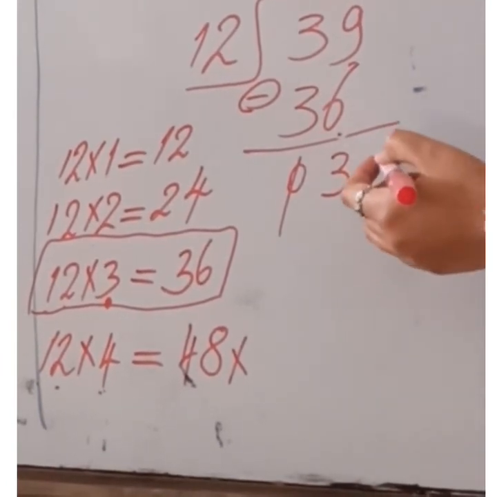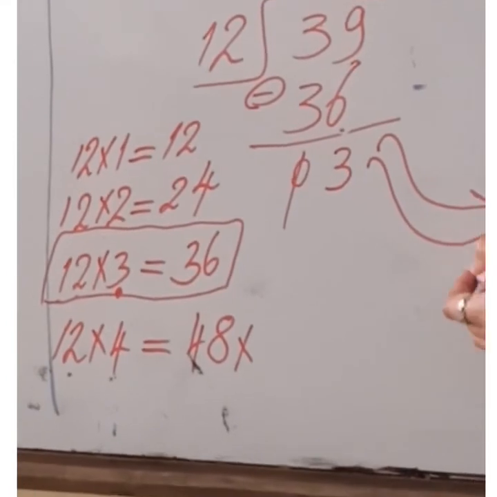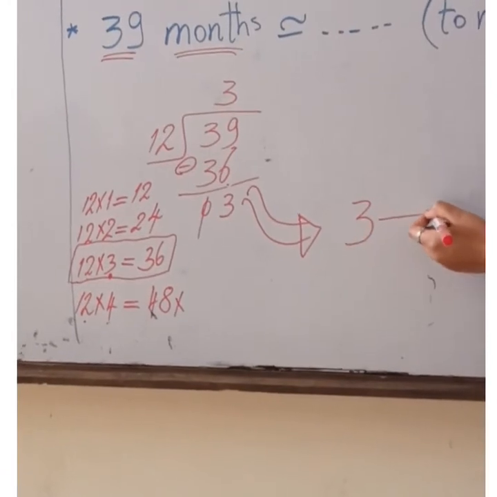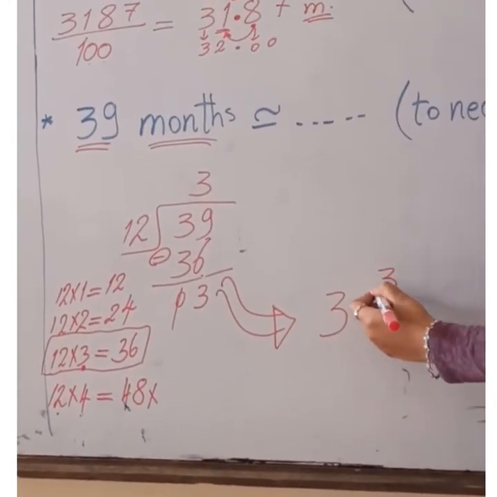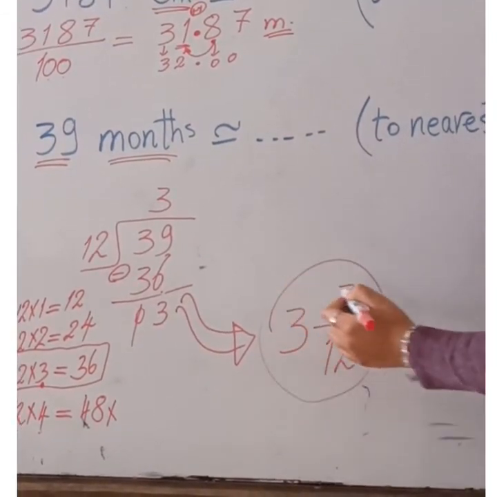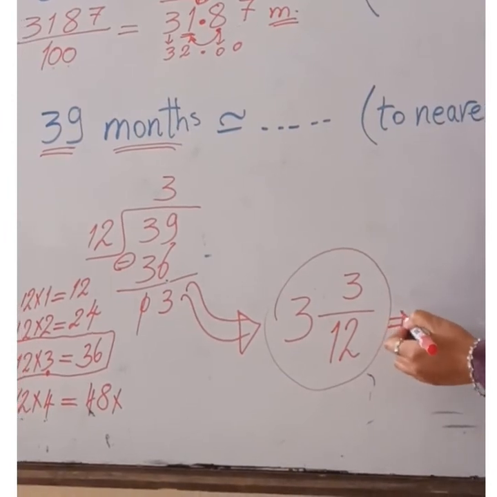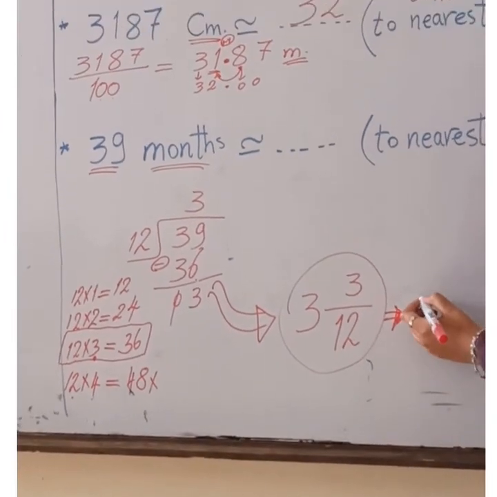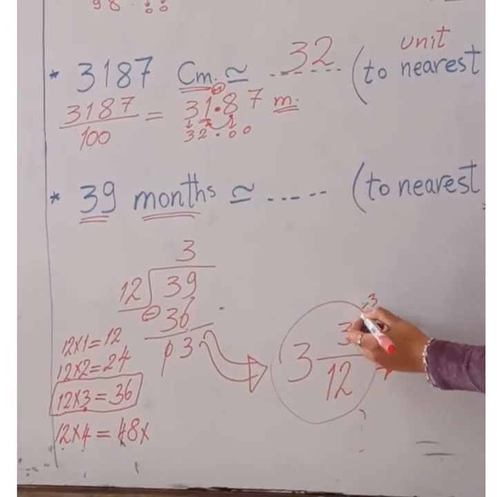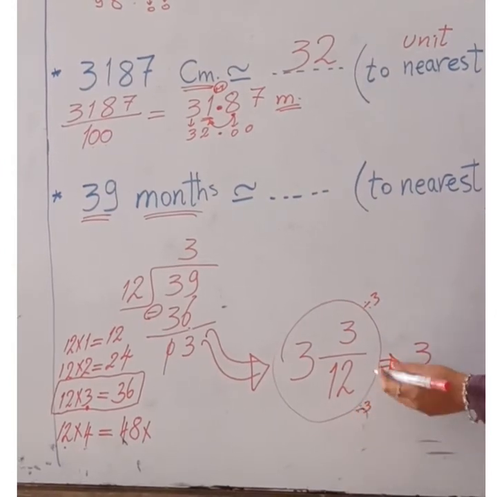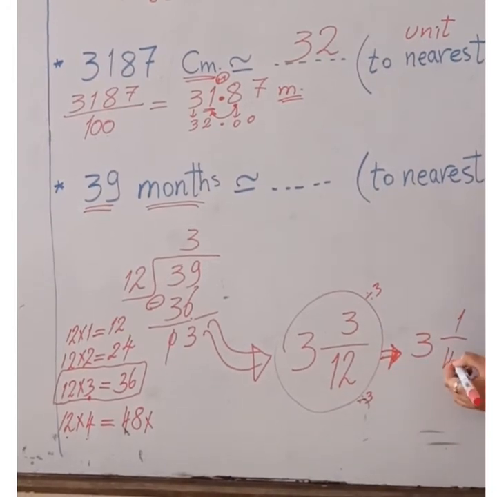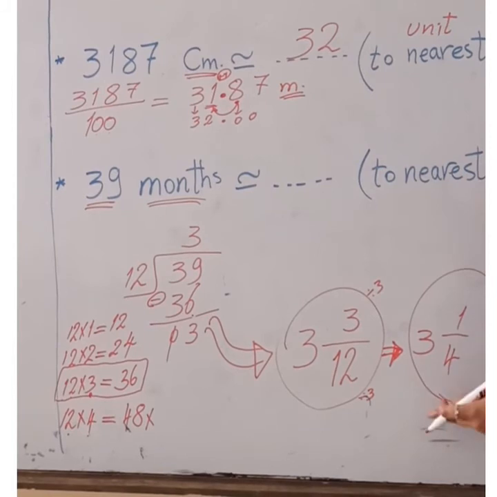Now we will write this number here. This is the whole number. And 3 over 12. We should simplify it first. We have 3, and both of them are in the table of 3. So we divide 3 up and down. 3 divided by 3 equals 1. 12 divided by 3 equals 4. This is a fraction. This is a mixed number.